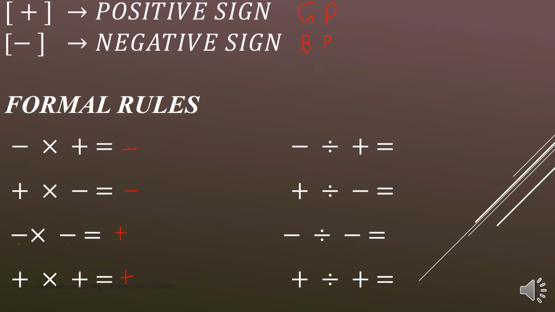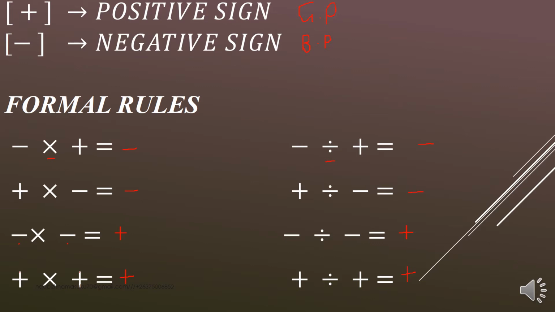And also let's go to the right hand side. We have division, that is negative by positive. This applies the same; the results that we found on multiplication apply as they are in division. So negative divided by a positive is equal to negative, and positive divided by negative is equal to negative, and negative divided by negative, the result is positive, and positive divided by positive is equal to positive. So that's our formal rules.